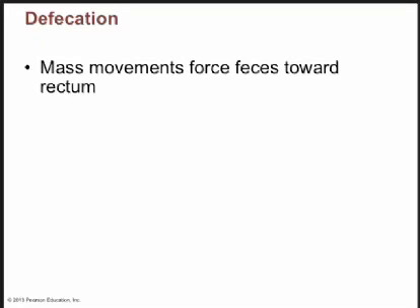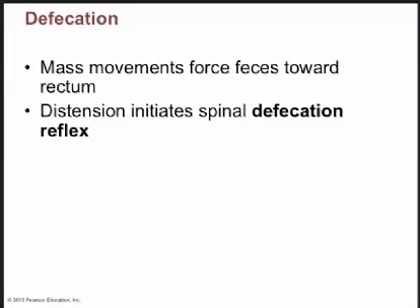Most waste material are molecules that we can't digest. Examples would include cellulose, which we know of as wood. We consider this part of the fiber content of our diet. And there is a very important function to fiber, which is that it adds bulk to the stool and it increases GI motility. So it makes it easier to pass fecal material. So these mass movements force the feces towards the rectum.